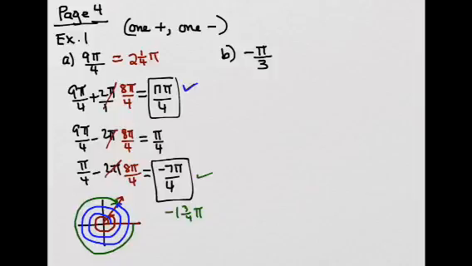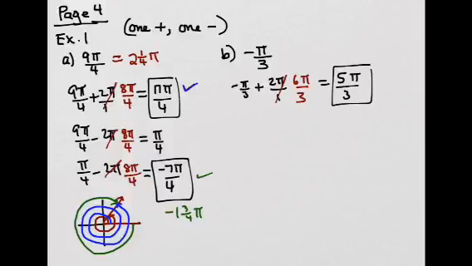Alright, so for part B, they started by giving you a negative angle. So for the positive, we'll add 2 pi. Again, to get a common denominator, that becomes 6 pi over 3. And so that gives me 6 minus 1, 5 pi over 3. And that's a positive angle, so we'll stop there.